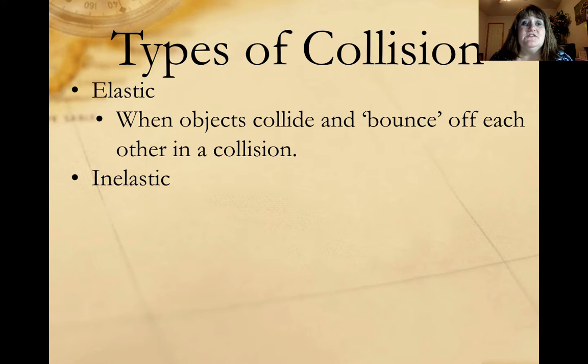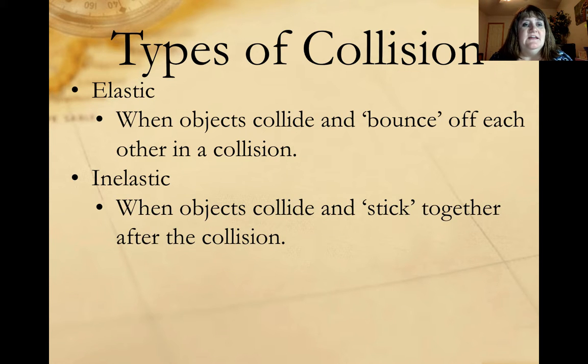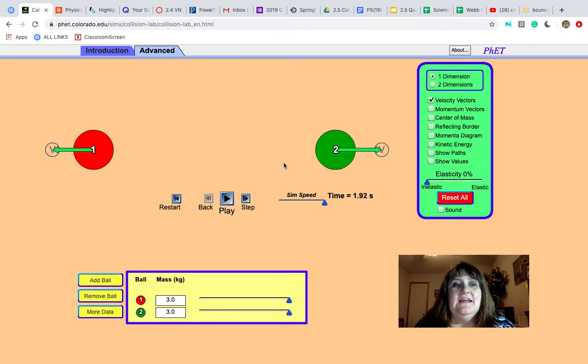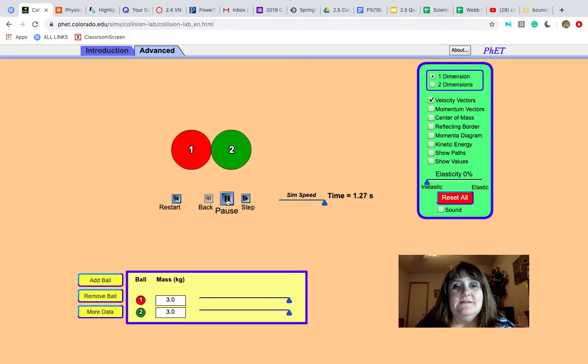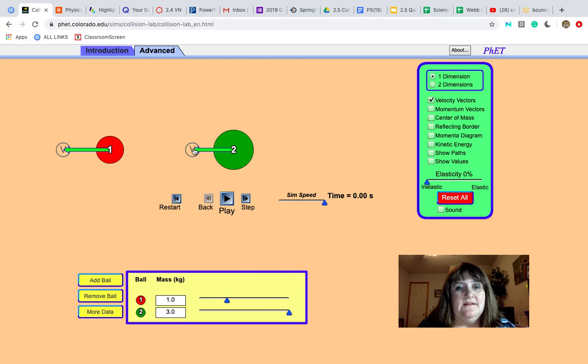The second kind of collision is an inelastic collision. This is when objects collide and stick together after the collision. In a completely inelastic collision, they're going to stick together. I'm going to do the same kinds of things. Same size, right? A little one hits a big one that's not moving.